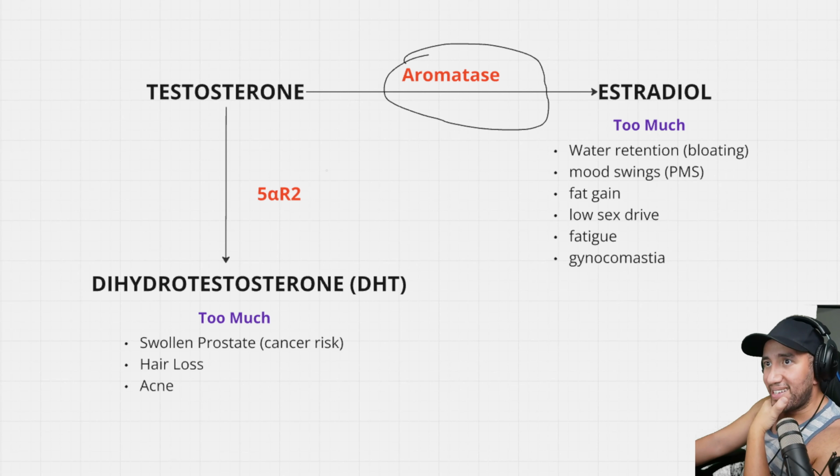All right, next, let's go ahead and cover DHT. Now, DHT is converted from testosterone with the 5-alpha reductase 2 enzyme. Again, all the drugs that you take for this are going to be inhibiting or completely stopping this enzyme. Again, you do not want to block all of it, because if you do, you're going to miss a lot of the benefits of DHT. And some of those benefits include your actual muscle tone.